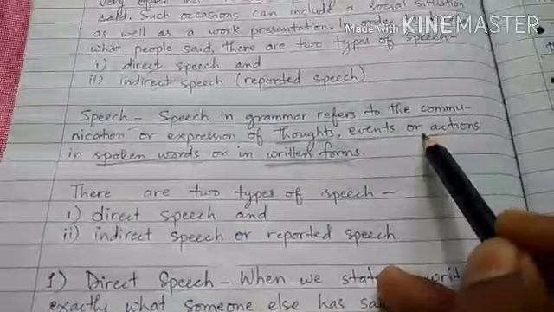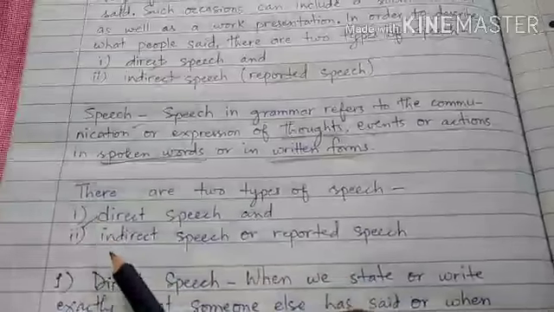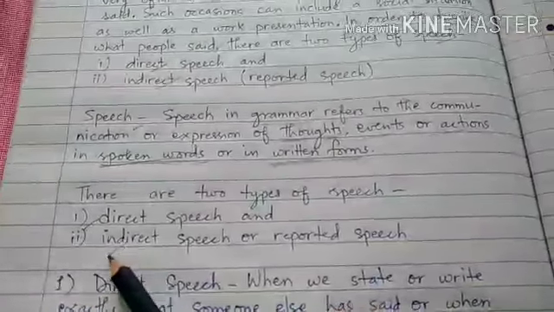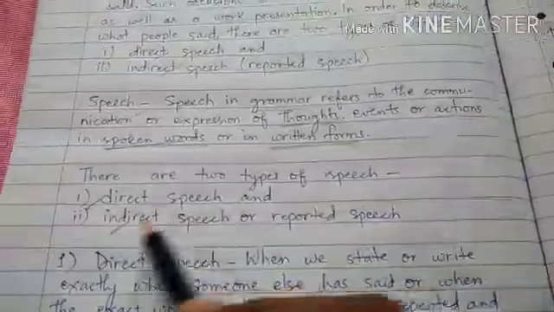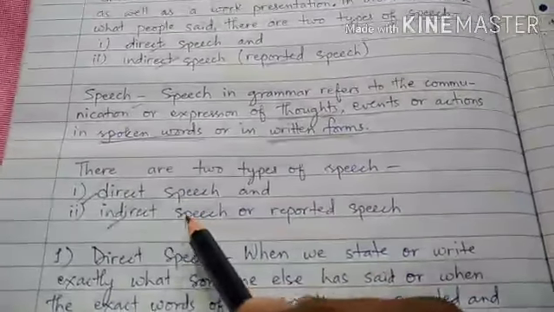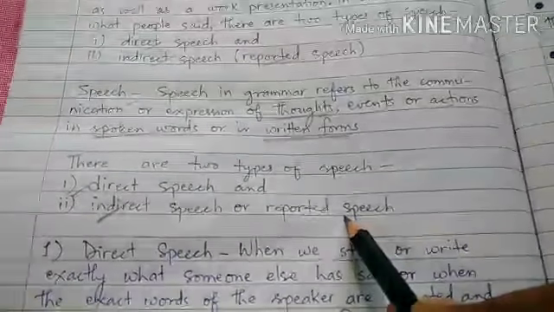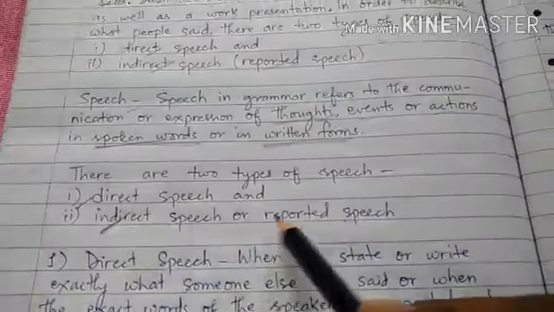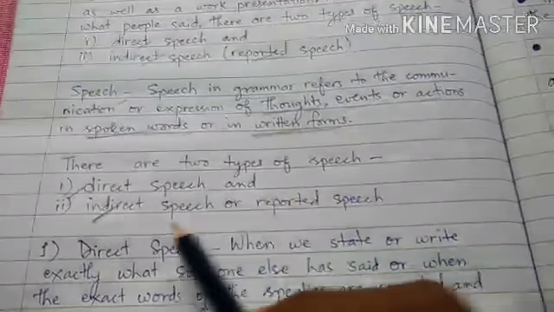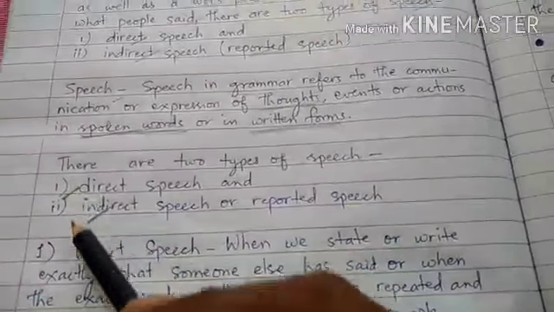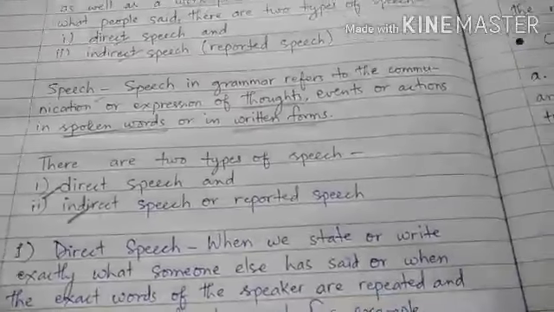thoughts, events or actions in two ways. That is, one in direct speech, another in indirect speech. Therefore, there are two types of speech. One is direct speech and another is indirect speech. So, indirect speech or reported speech. As I have already told you, indirect speech is also called reported speech. Okay. Now, we will move ahead by understanding what is direct speech with examples, and what is indirect speech also with examples. Okay.